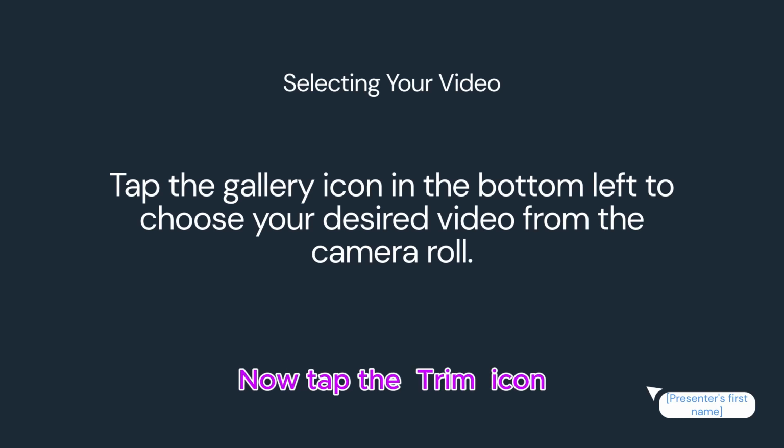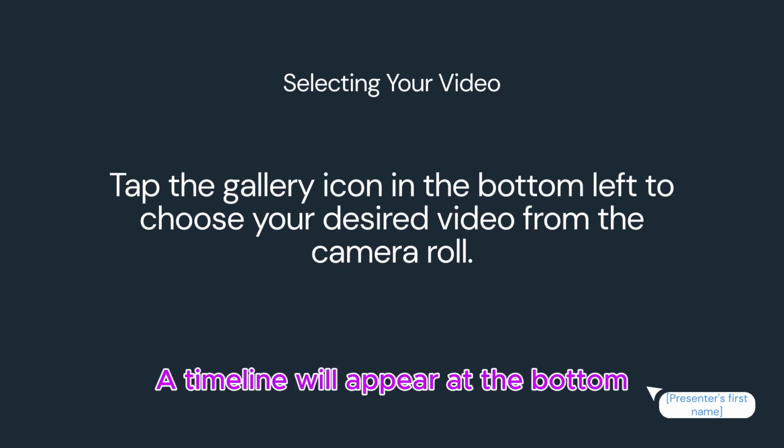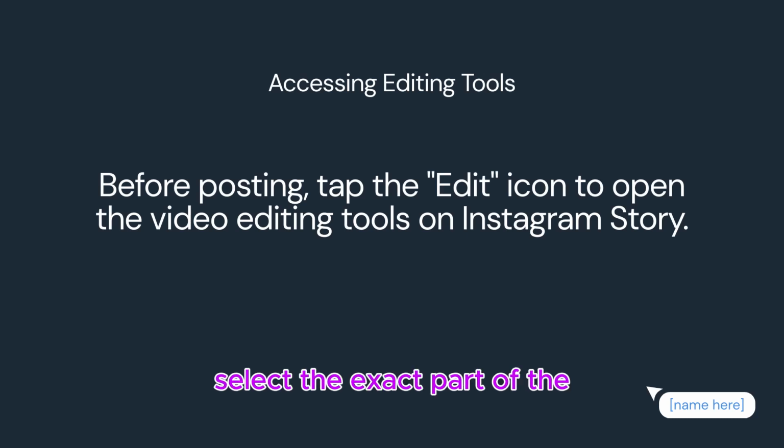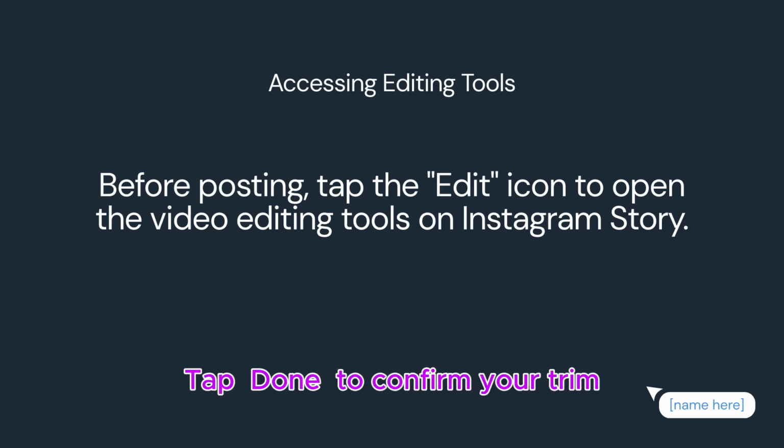Now tap the trim icon, which looks like two arrows pointing toward each other. A timeline will appear at the bottom. Drag the sliders on each end to select the exact part of the video you want. Tap Done to confirm your trim.